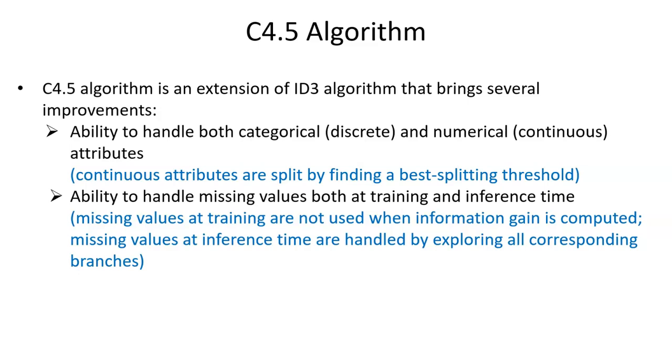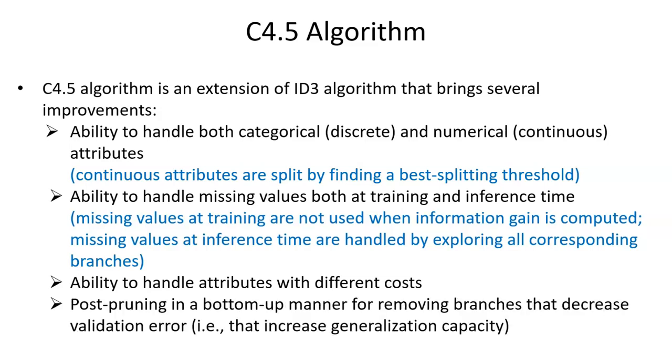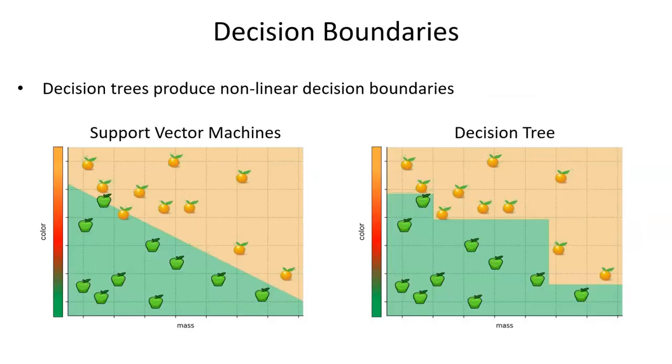Missing values at training are not used when information gain is computed. Missing values at inference time are handled by exploring all the corresponding value branches. It also has the ability to handle attributes with different costs. And last but not least, post-pruning is done in a bottom-up manner by removing the branches that decrease the validation error. Validation error is very important, and it increases the generalization capacity.